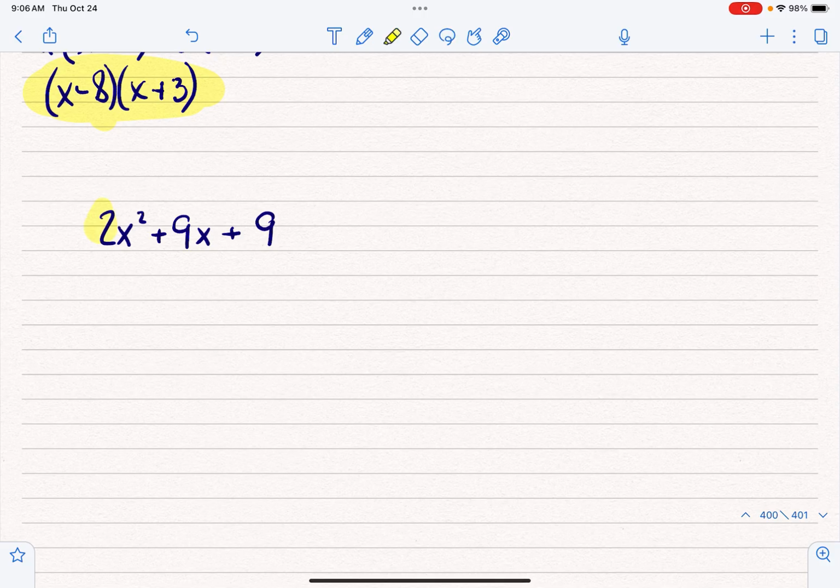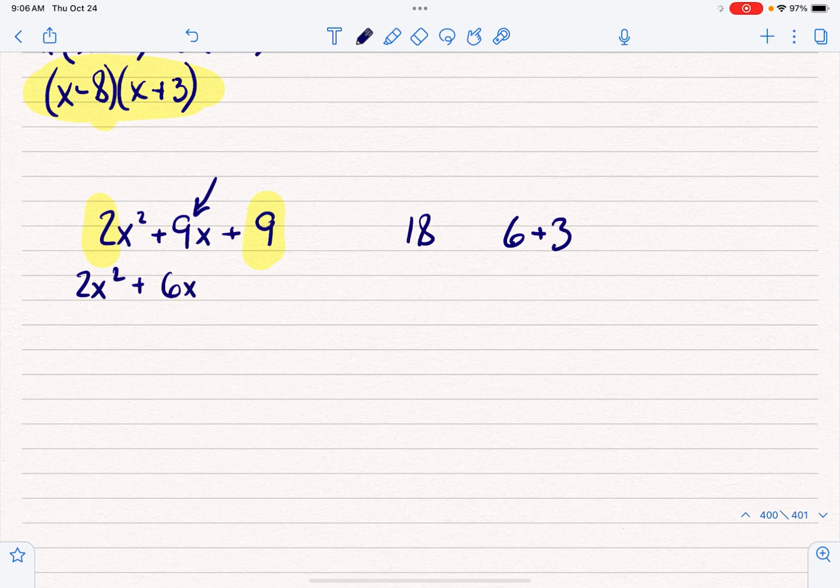Watch this. We take that first term and multiply it times this 9. Now that first term is not a 1. This time it's a 2. 2 times 9 is 18. Factors of 18 that add up to be 9: 6 and 3. 6 times 3 is 18, but 6 plus 3 is 9. So then I go 2x squared plus 6x plus 3x plus 9.